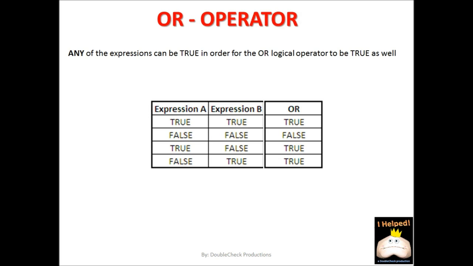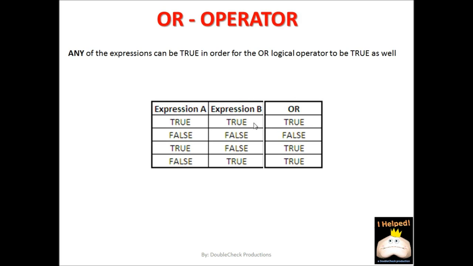Okay, now let's look at the OR logical operator. In this case, any of the expressions can be true, and the OR logical operator will be true, which is much different than our AND operator. So again, any of the expressions can be true, and then the OR logical operator will come out true as well. So let's look again, same setup. Expression A is true, expression B is true. Both of them are true, so the OR operator comes out as true.